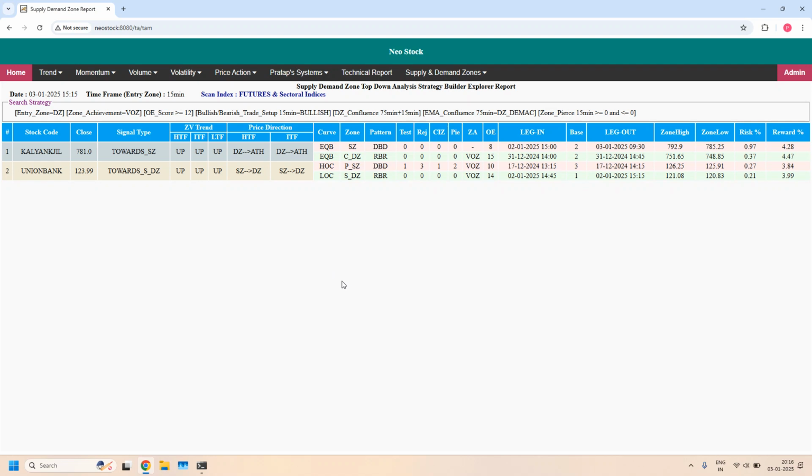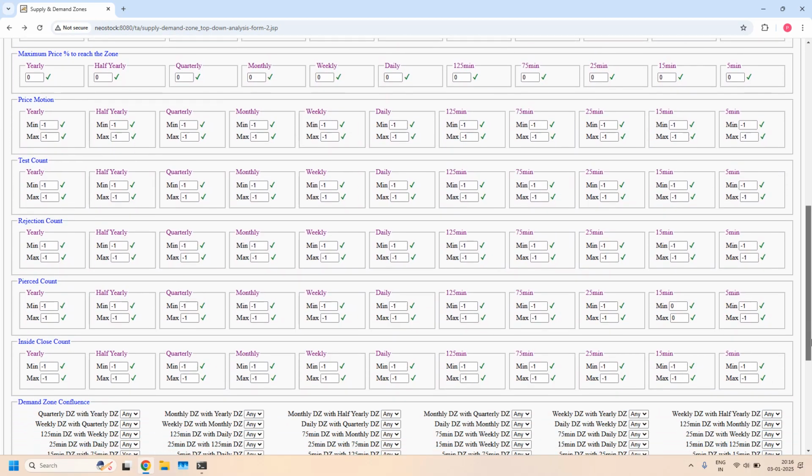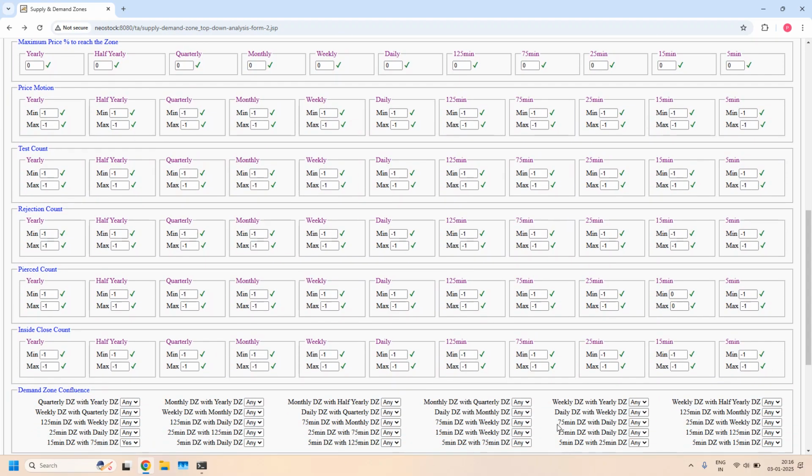Okay, next we will add the next filter, LTF, ITF and HTF demand zone confluence. First we have to remove the EMA filter. In the demand zone confluence, 3 filters we have to add. First filter is already enabled. That is 15 minutes with 75 minutes zone confluence. Second filter, 15 minutes with daily demand zone confluence. Third, 75 minutes demand zone with daily demand zone confluence.